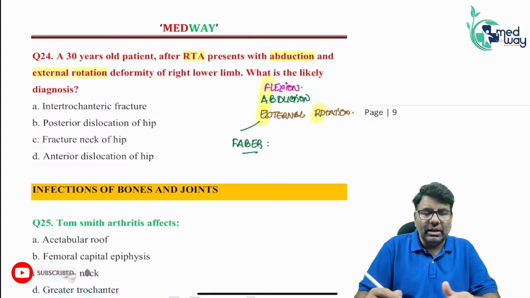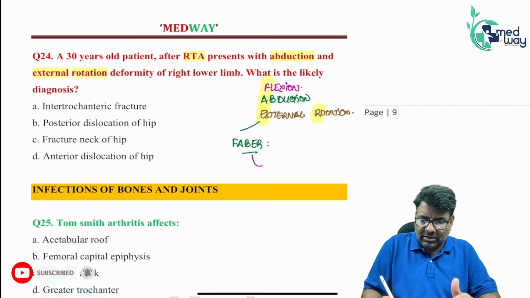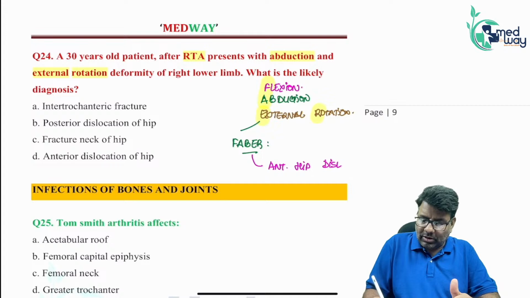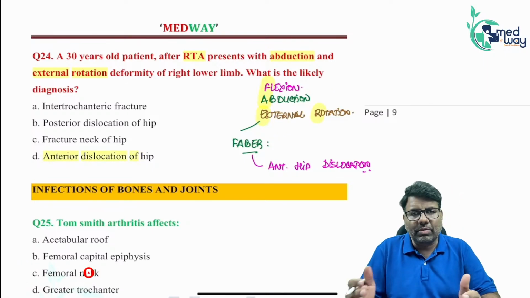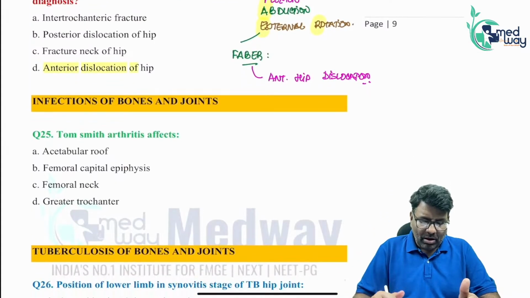And in relation to hip dislocation, this suggests anterior hip dislocation. So this is anterior hip, FABER deformity. Okay? So anterior hip dislocation.